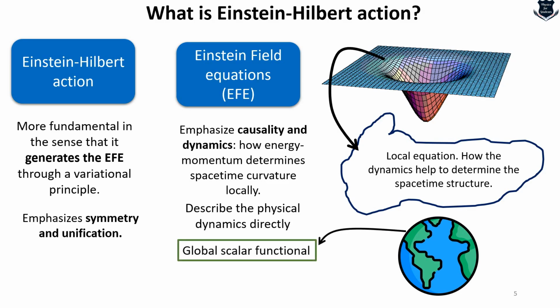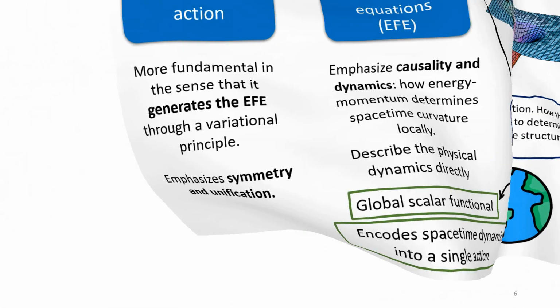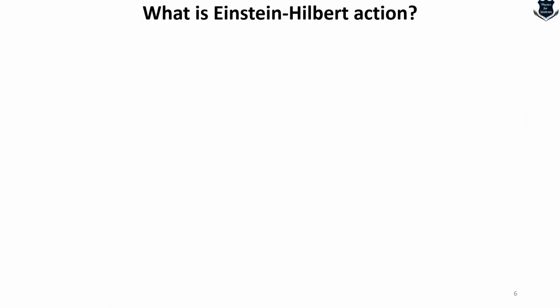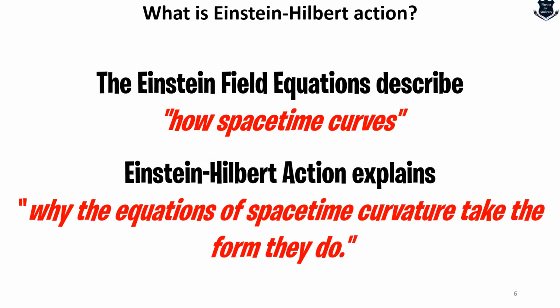So from here we see that it is a global scalar function. The action formulation is critical when modifying GR, and it also encodes space-time dynamics into a single scalar action. Scalar action, why? Because it remains invariant under certain changes. So this is, in simple words and a little bit mathematically, what the Einstein-Hilbert action is. And we can summarize this into two very important statements. One is that the Einstein field equations describe how space-time curves, and the Einstein-Hilbert action explains why the equations of space-time curvature take the form that they do.